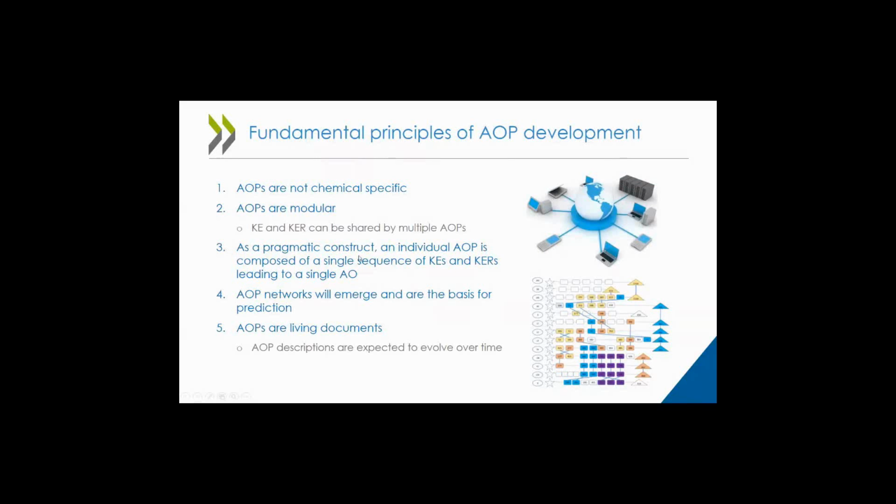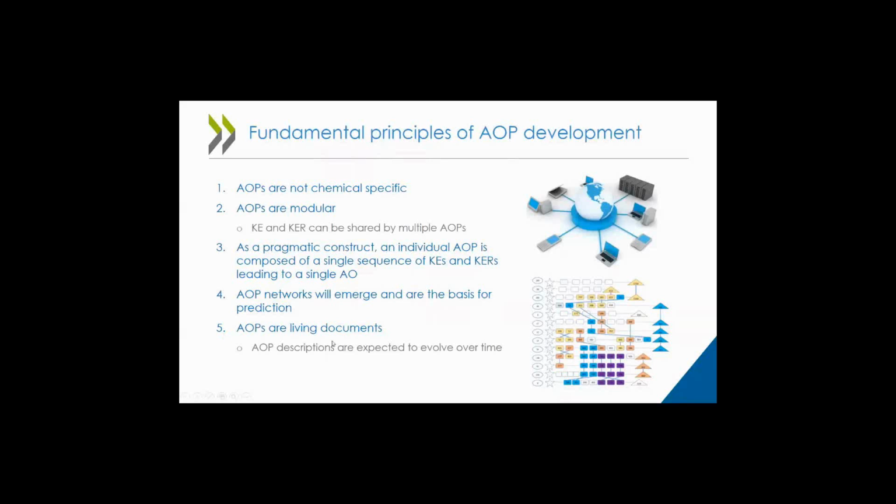As a pragmatic construct, an individual AOP is composed of a single sequence of key events and key event relationships leading to a single adverse outcome. As I mentioned before, this is just a pragmatic decision to simplify the process. However, the fourth principle, that AOP networks will emerge and are the basis for prediction, is extremely important. Networks are likely to be the functional unit of prediction for most real-world scenarios. I'll talk about that a little more in the next slide.